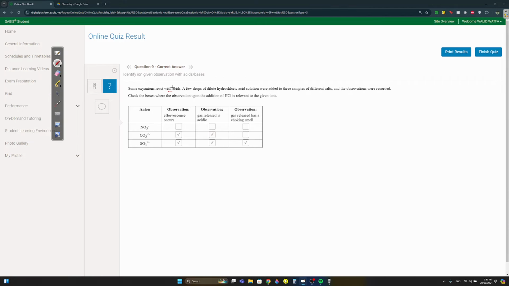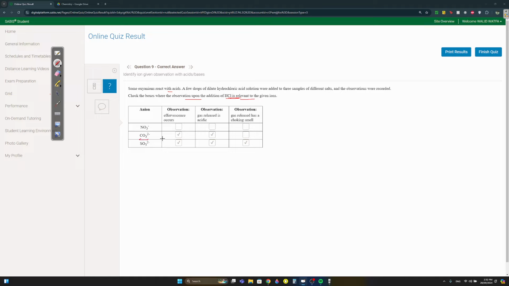Question 9. Basically, they said some anions react with acids. Check the boxes where the observation is relevant. First thing, NO3 you don't react with HCl. We don't react it with an acid. With NO3 you add sodium hydroxide and aluminium to form NH3. That's a different thing. So we're adding a base here, so we don't care about HCl. That's why for the first one, we didn't tick any boxes.